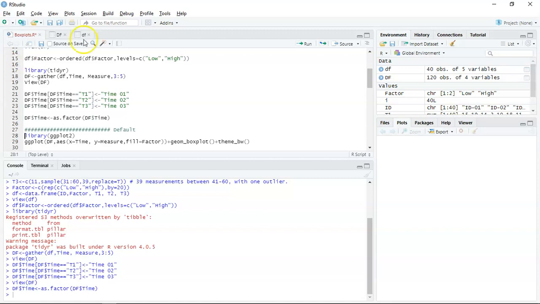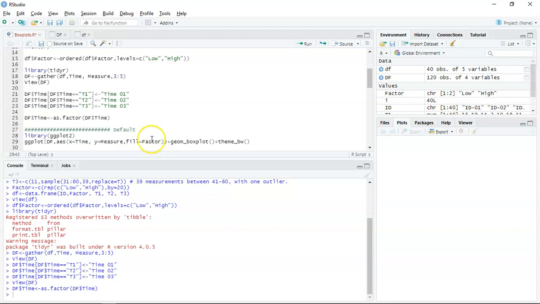Okay, so I'm looking at the default boxplot here. I'm using the ggplot2 package. Then it's the ggplot function to specify the data frame. And what I'm looking at here is I want my x-axis to be time. So that's going to be the within subjects factor. The y-axis is going to be the continuous measurement, which I'm simply calling measure in this case. And then I'm splitting it all with respect to the between subjects factor, so it's going to be fill equals factor.